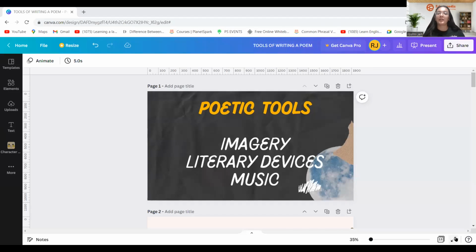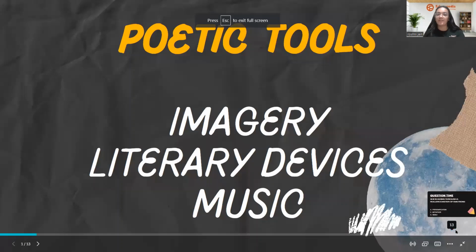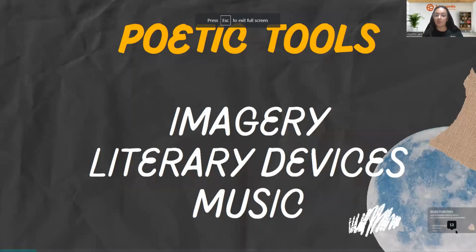Now, the great question is, how to write an effective poem? Well, there are some poetic tools that you should keep in your hand while you sit down to write a poem. So today, let's explore these poetic tools. The poetic tools that you should always keep in mind are imagery, literary devices, and music.